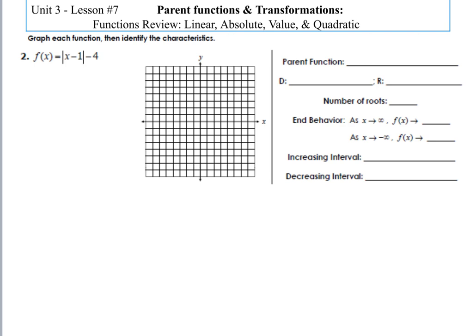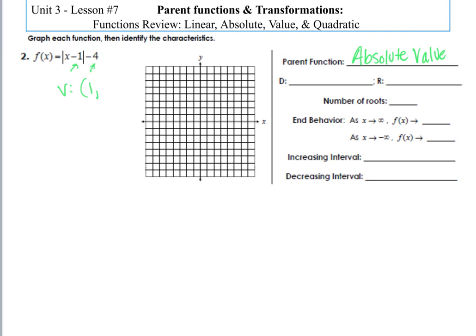So what's our parent function? What family does it belong to? Well, this is absolute value, and that's pretty obvious because we see absolute value bars. Sometimes we go with the obvious here. I'm going to use vertex form to help me plot this. My vertex, remember, we take what is inside the bars and we take the opposite value. So if we have -1, it becomes +1.